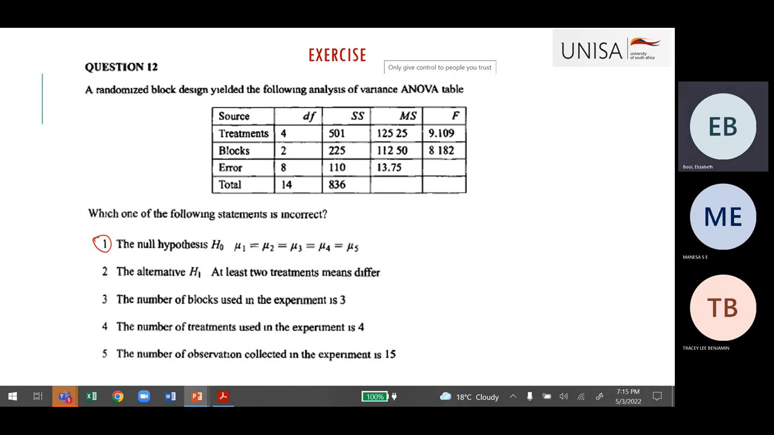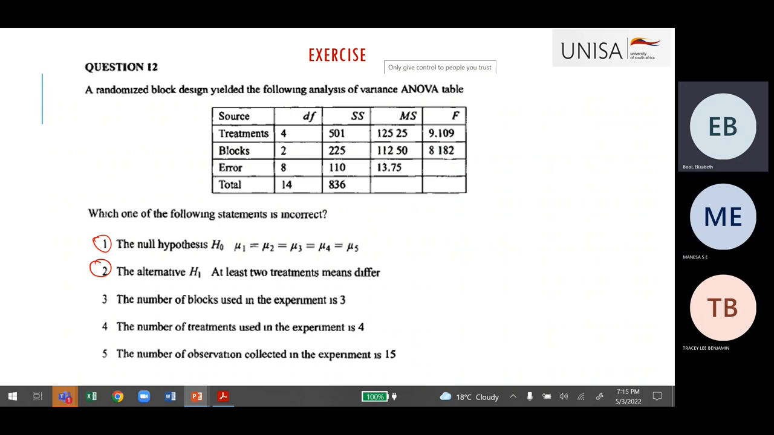The alternative, is that statement correct or incorrect? It's correct, because it has to state that at least two means differ, or it can say not all of them are the same, or at least two means differ from the rest of the other groups.